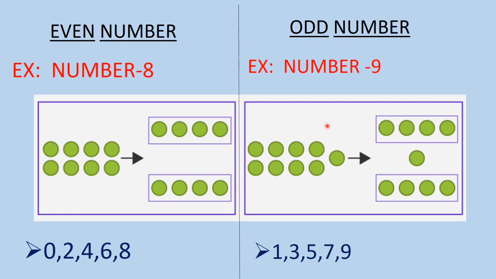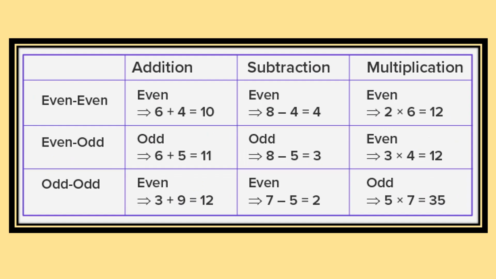But what about large numbers? If you are asked to find whether 10,375 is an even number or odd number, what will you do? How will you find? If you get 0, 2, 4, 6, 8 in the one's place, then it is an even number. Otherwise, if you get 1, 3, 5, 7, 9 in the one's place, then it is an odd number. If the number ends with 0, 2, 4, 6, 8, then it is an even number. If the number ends with 1, 3, 5, 7, 9, then it is an odd number.